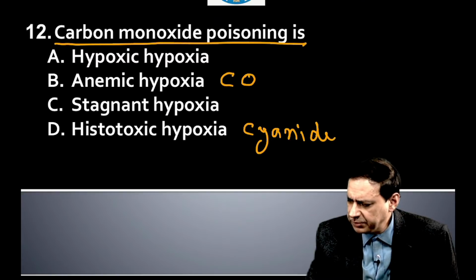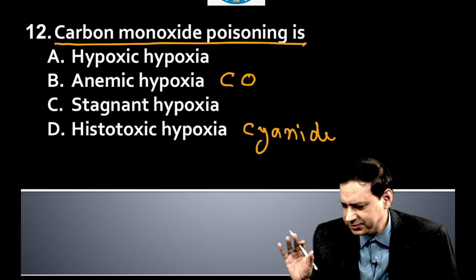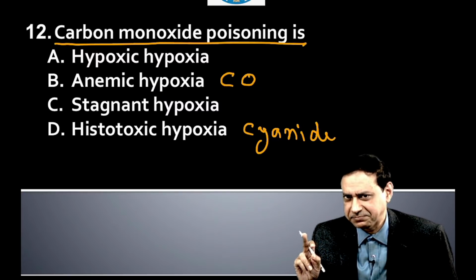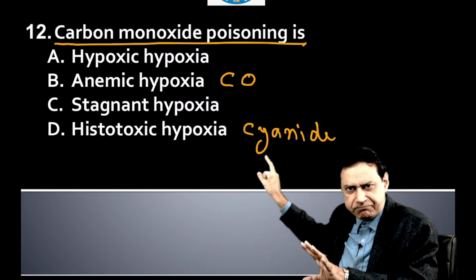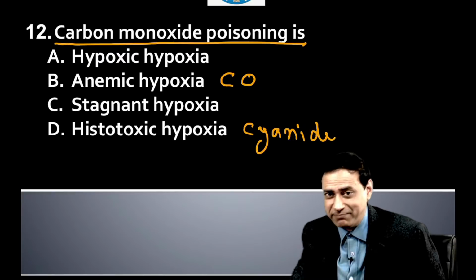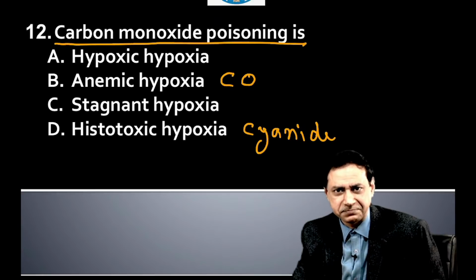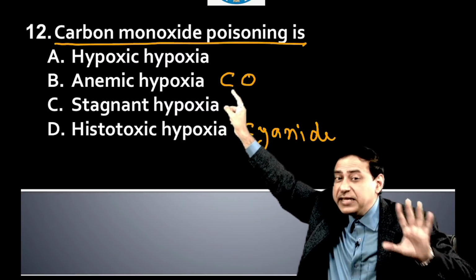Many of the students will mark histotoxic, but no. Dr. Indu, it is not histotoxic. It is anemic. The main confusion. Histotoxic is cyanide. It will poison the cell, the oxygen transport chain. Carbon monoxide will poison the hemoglobin. It will destroy the hemoglobin, so that will be equivalent to anemia.